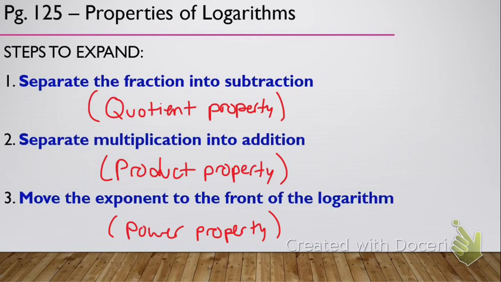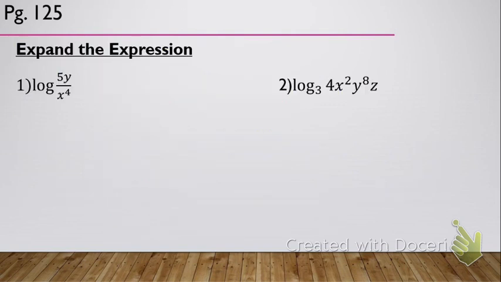Throwing a lot of words at you, a lot of abstract stuff. So let's look at it in a concrete example, all right? So here we go. Number 1, log of 5y over x to the 4th. All right, so what's our first step? What do we look for first? Fraction. Yep, we're looking for a division, a fraction. There we go, we got 5y over x to the 4th. That looks like a fraction to me. So we're going to use our quotient property, and that's going to look like this.